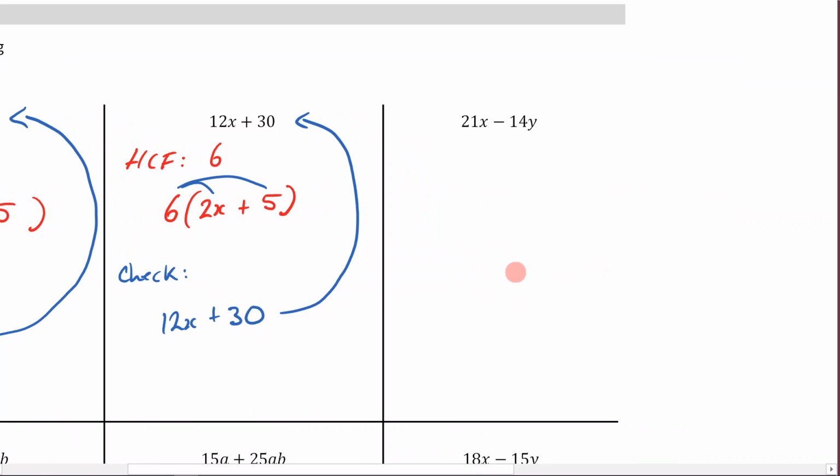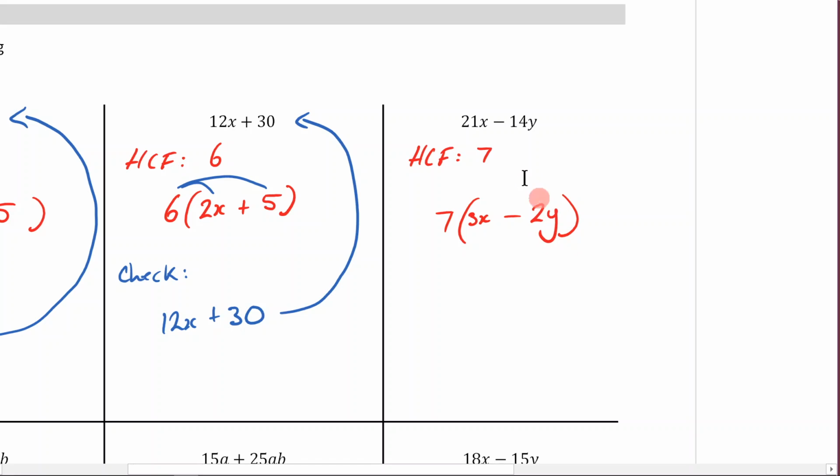You might want to pause the video and see if you can do this one for yourself. So what we're going to do here is find our highest common factor, which is going to be 7. I then am going to put 7 out the front, and then I'm going to go, all right, I have something. Now, because I have a minus here, it's going to be minus something. 7 times what will give me 21x? Well, I know that's going to be 3x. Then 7 times what will give me 14y? That will be 2y. Perfect.